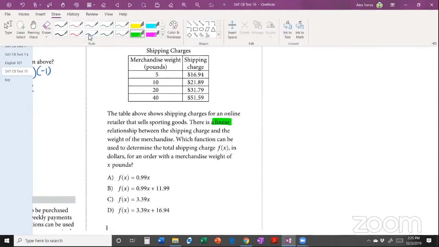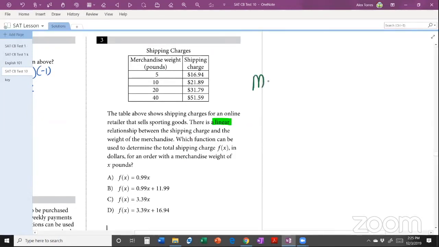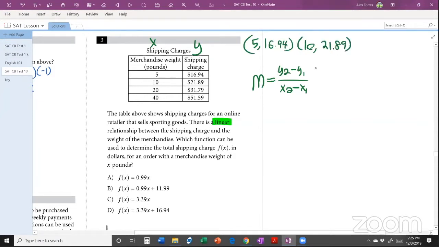The nice first thing you could do in a question like this is solve for the slope, which is y2 minus y1 over x2 minus x1. Your independent variable is your x right here. The weight is the determining factor. And the y, the dependent variable, is the thing that changes every time the weight changes. So I could take just the first 2 points, (5, 1694) and (10, 2189), and plug those in.